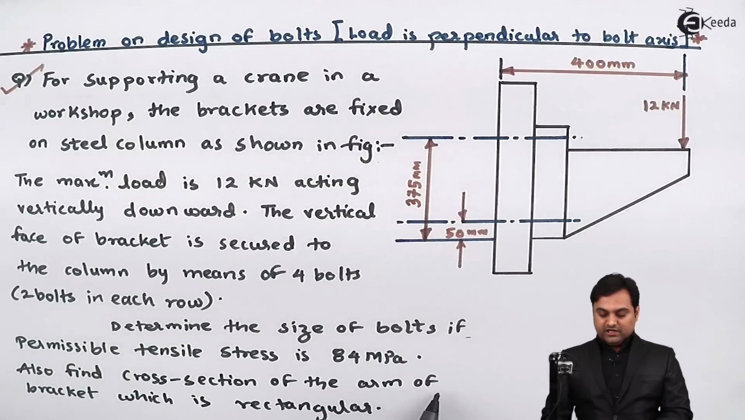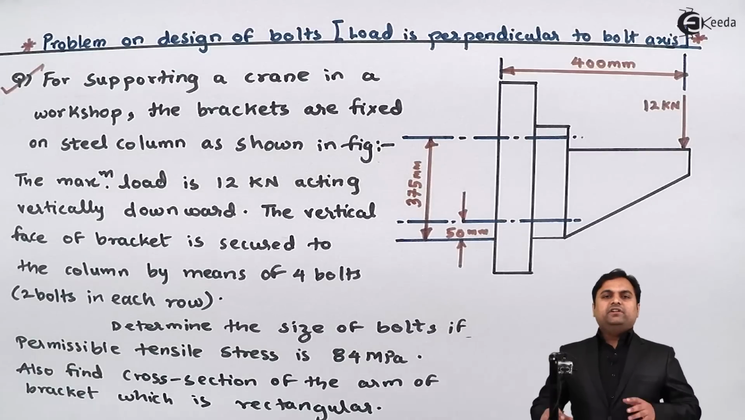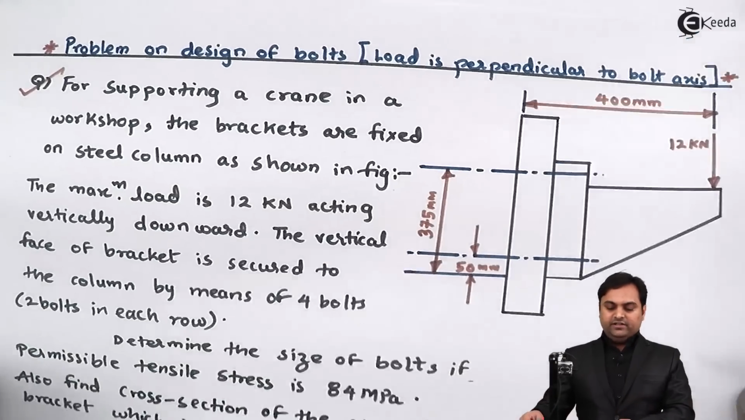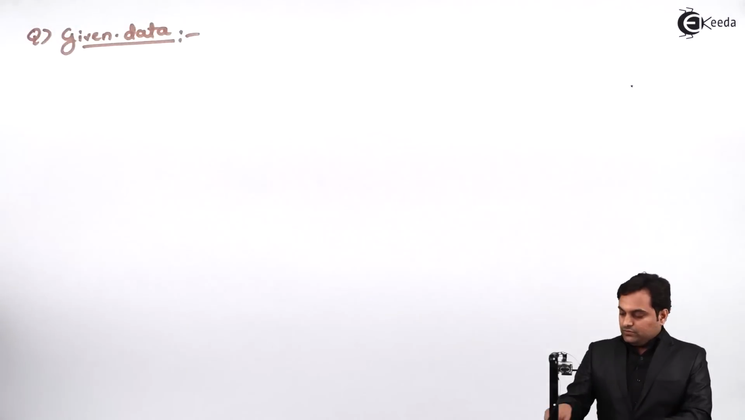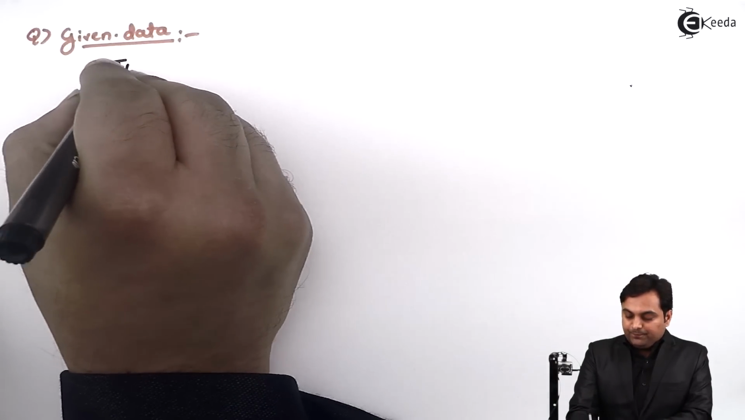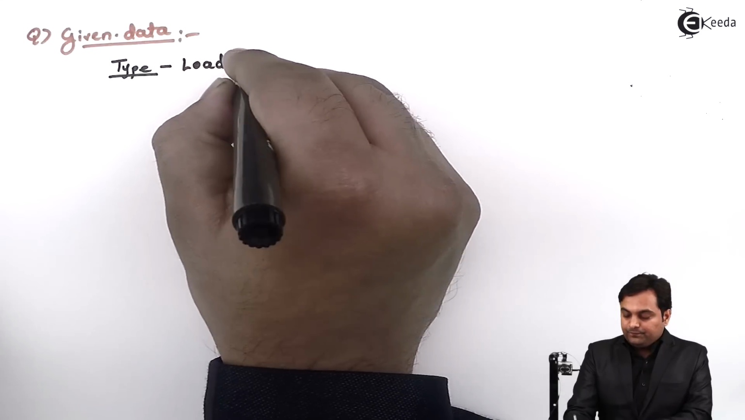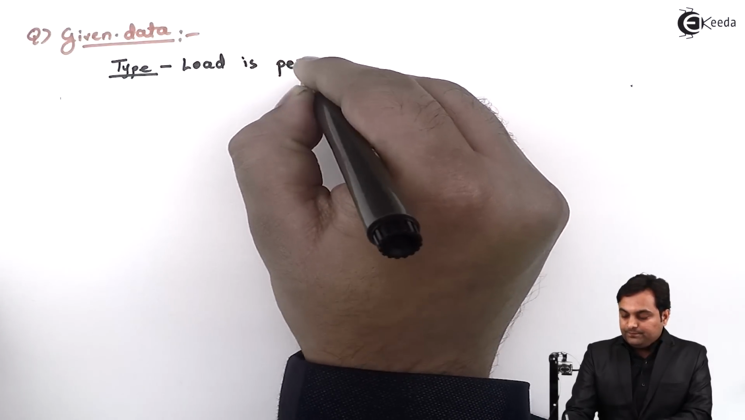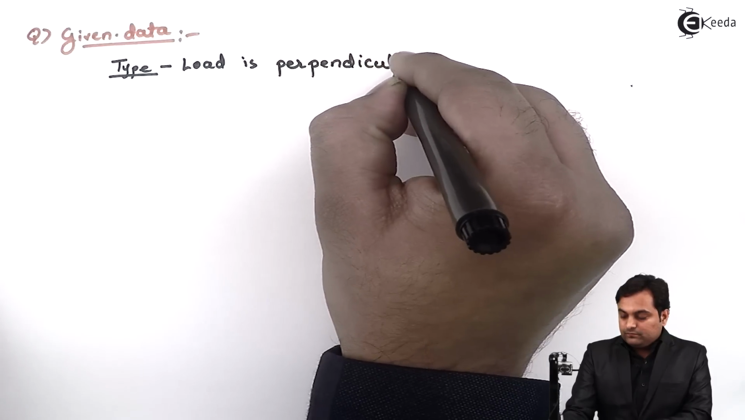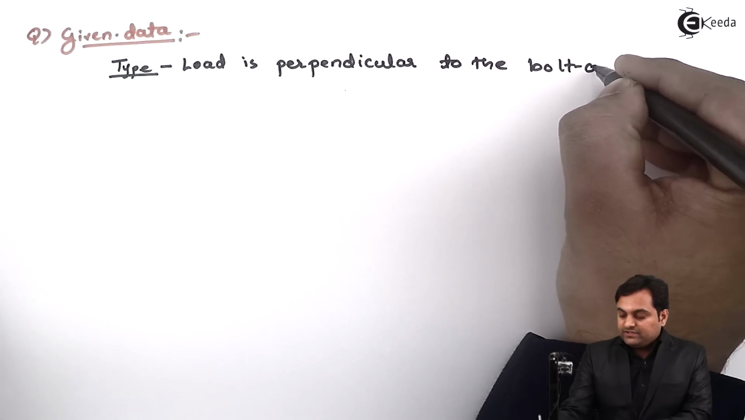Also find cross section of the arm of bracket which is rectangular. Now this is the question which we have. Whatever is given in this question, I will write that in the form of data first. So let us get started. So in data, the first thing we should write is the type of the problem. And here the type is load is perpendicular to the bolt axis.